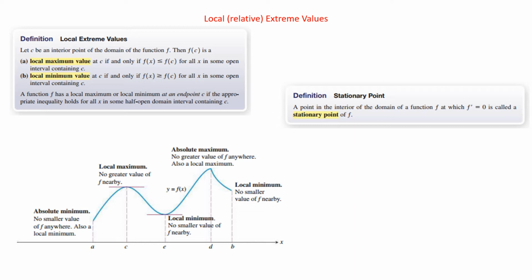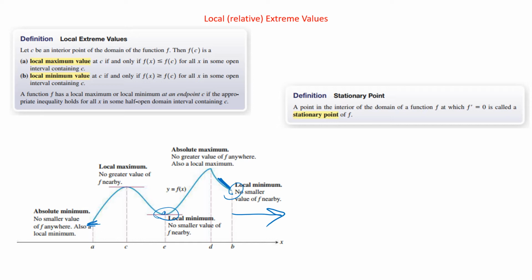We have a local minimum. This is not the lowest point. The lowest point is over here, which is a little bit lower. But this point is lower than everything around it. We're looking up both sides. Here's another local minimum because it's the lowest thing around. We don't care what's over here because that's outside of the domain. Everything around it is above it.